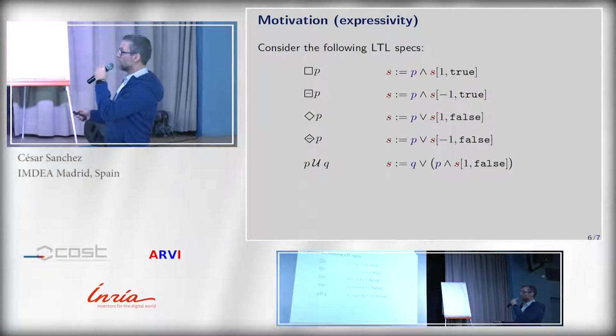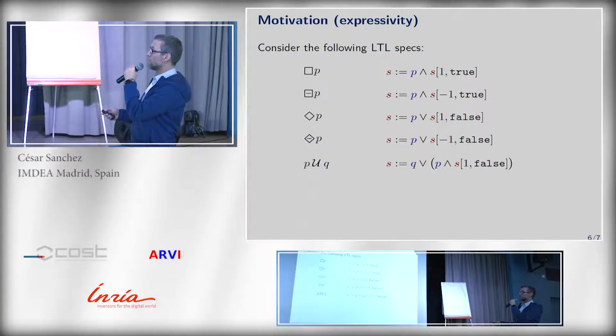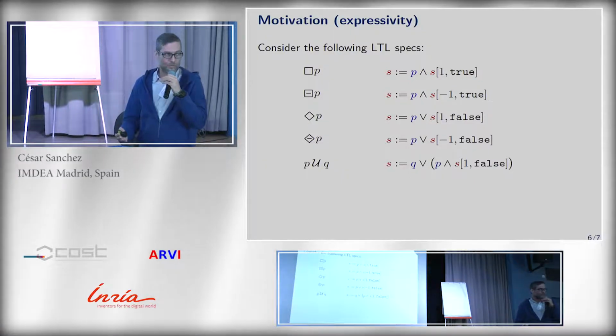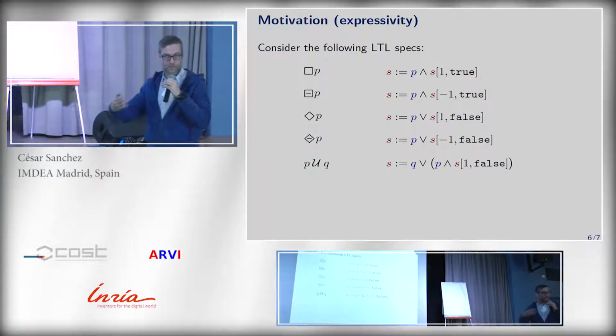Okay, so I will give the precise descriptions later on, but this is a shift. So S depends on S in the next, or in +1. And this is where you say what happens when you don't have anything more to see. Because these are finite traces, you need to give a value when you fall off the trace.